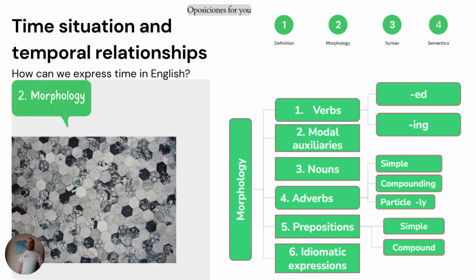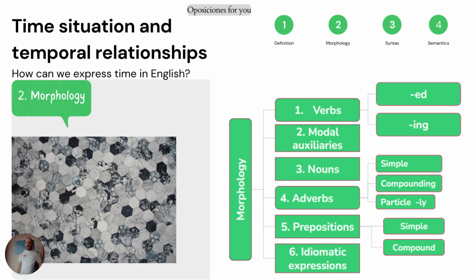Adverbs. Adverbs can convey information about time through the use of simple adverbs such as now, then, and later, or through the use of compounding, in which multiple words are used to form an adverb. For example, a little while. Some adverbs are formed by adding the particle ly at the end of an adjective, as in frequently.